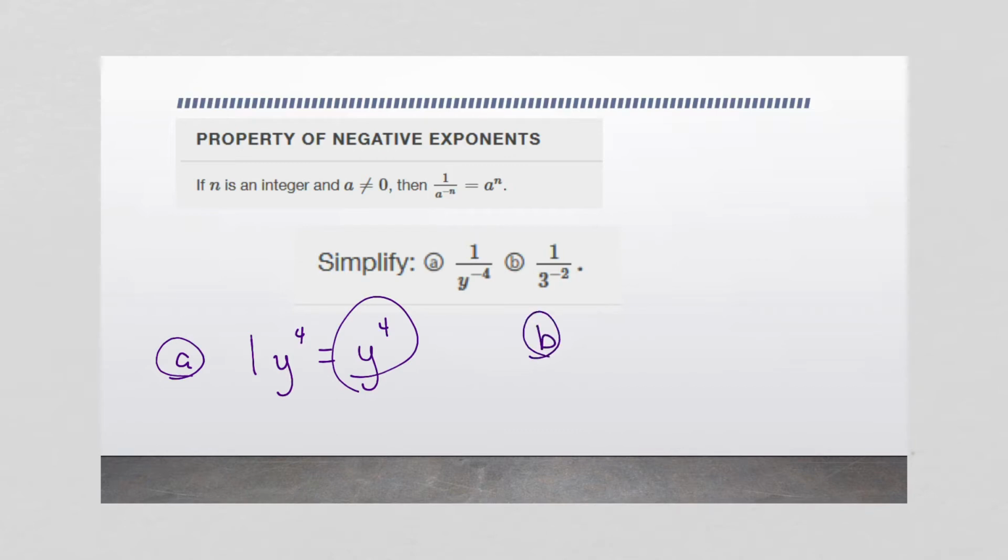On part B, the 3 is unhappy with its location. So we're going to move it to the numerator, get rid of the negative on the exponent, and now we're going to simplify. And by the way, what about the 1? Well, that 1 is multiplying. What happens when you multiply by 1? It doesn't change your answer at all. So here's our final answer.